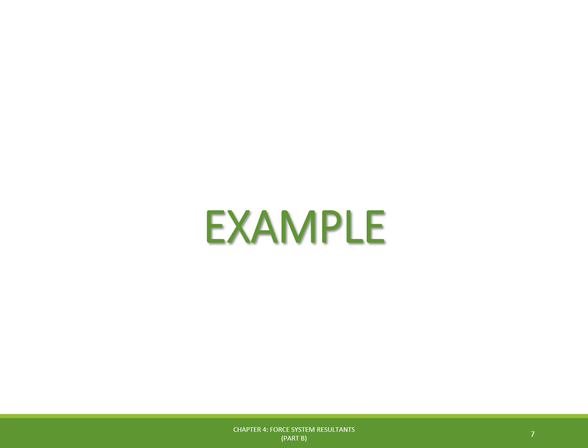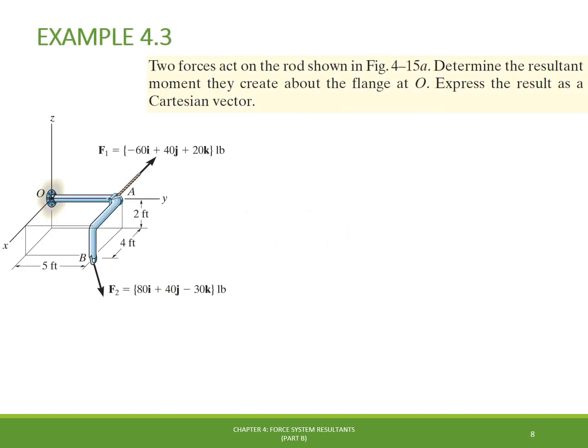Now it's time to work on one example. In example 4.3, we have two forces acting at points A and B on the rod shown in this figure. And we have to determine the resultant moment that those two forces create about the flange at point O. Furthermore, we need to express this resultant moment as a Cartesian vector.